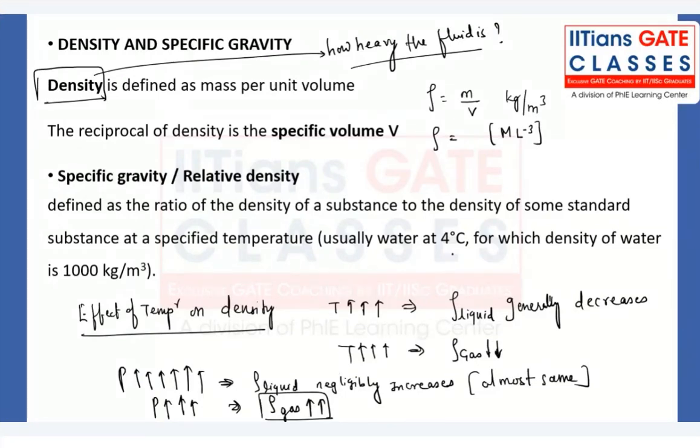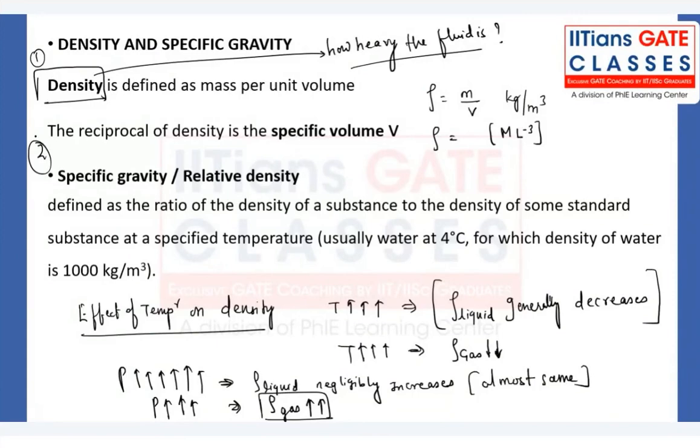Now, what I have mentioned here is that the density of the liquid generally decreases, but in the case of water, that is a very exceptional case where up to 4 degrees centigrade the density will increase, then further decrease, right? We will see that. Now, note down the second property, that is the first one. The second one is specific gravity. We also call it relative density.